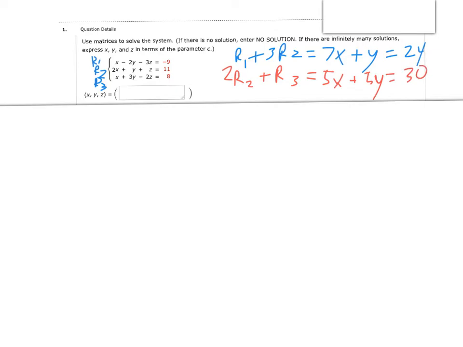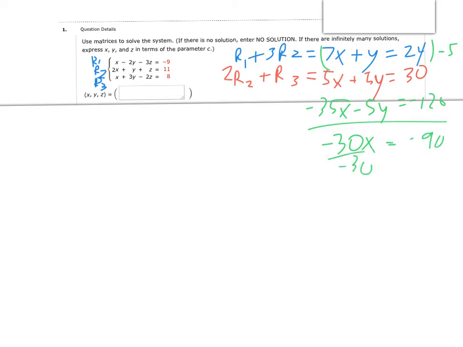Okay, so now we're down to a system of 2 equations with 2 variables. So now it's more comfortable. Now I'm going to multiply this top one by negative 5. We get negative 35x minus 5y equals negative 120. So we'll add those together. We get negative 30x. The y's cancel, and that equals negative 90. We divide by negative 30, and x equals 3.